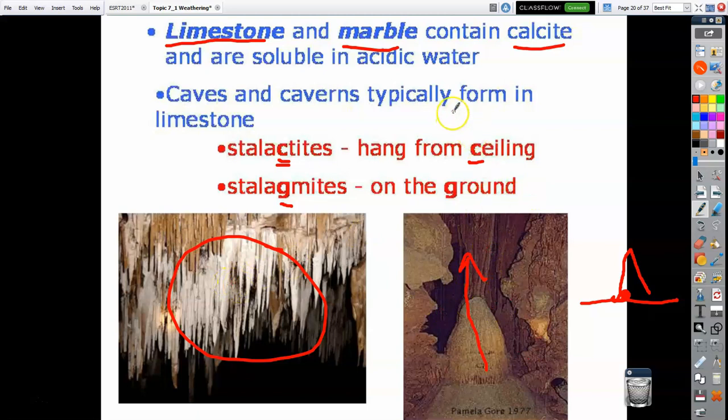Sometimes what will happen is the stalactite will grow down from the ceiling and the stalagmite will grow up from the ground, and eventually the two will connect. And I believe they're called a pipe organ or something like that, like you think of in a church.